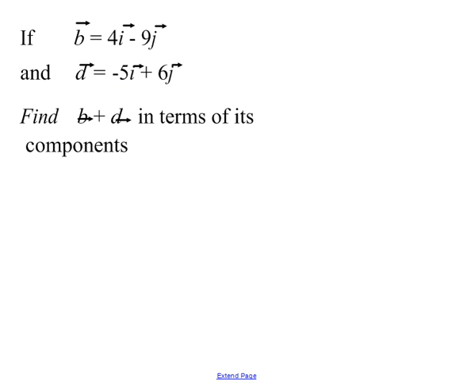Now we're going to go back to another example real quick. Do this one before I do it. Make sure you understand what we're doing when we add. And again, I don't know why those arrows decided to jump down. Okay, vector B plus D is just going to be negative 1i, right? Because 4 plus negative 5 is negative 1. And negative 3j. Negative 9 plus 6 is negative 3.